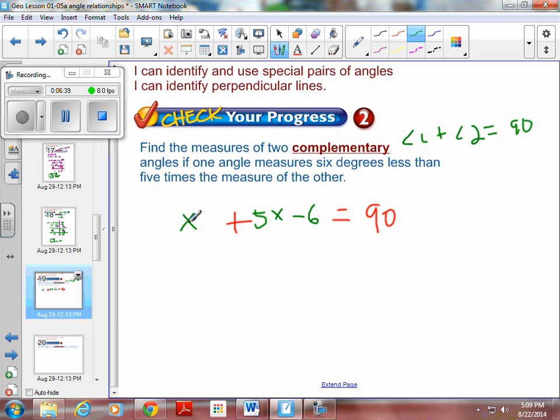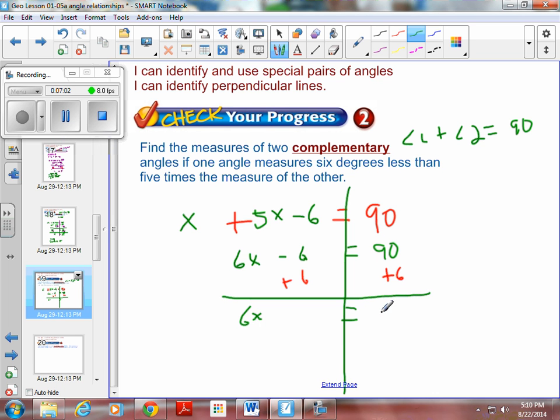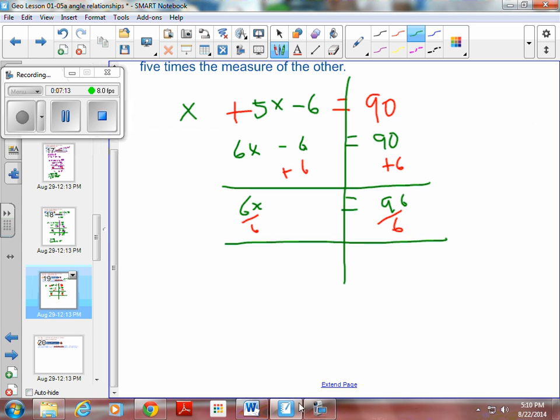and solve. So x plus 5x is 6x minus 6 equals 90. Isolate your variable. So add 6 to both sides. Bring down your 6x. Bring down your equal sign. Again, if you need to draw that line to help you out, you can. This is a 96. Divide by 6 on both sides. And so x is going to be equal to 96 divided by 6.